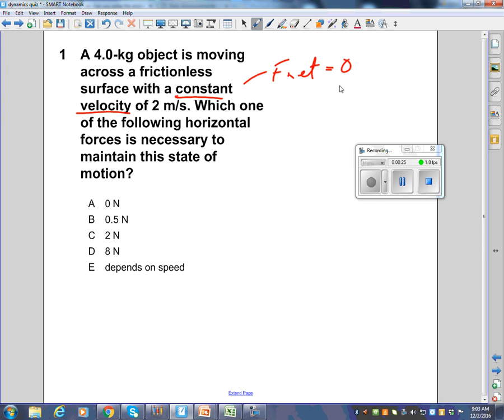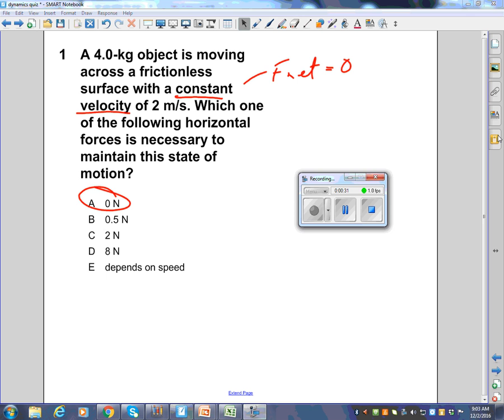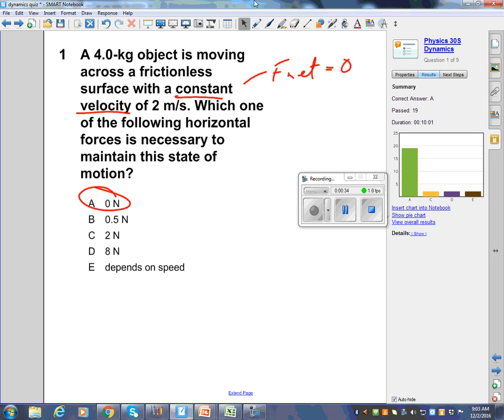Which one of the following horizontal forces is necessary to maintain the state of motion? And the answer is 0, because objects in motion stay in motion. And many of you got that. That's good.